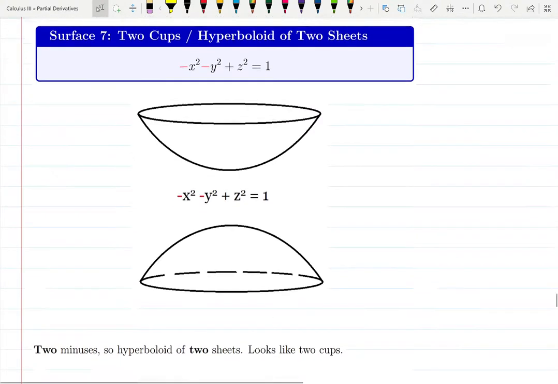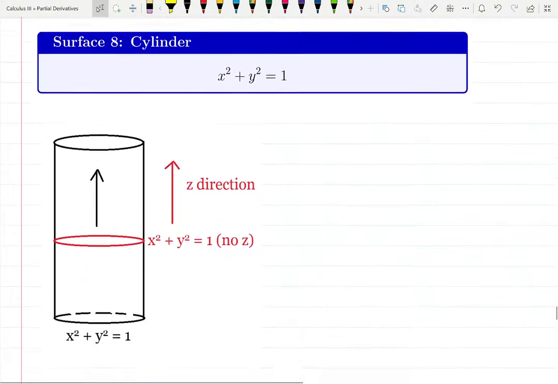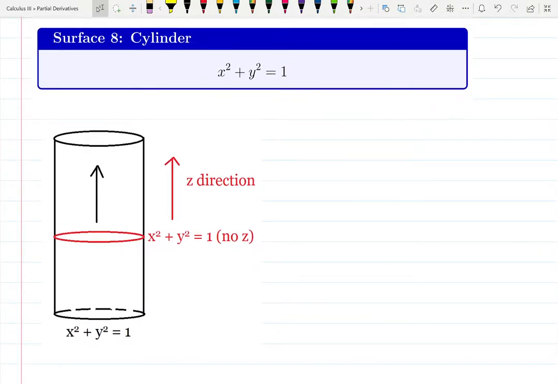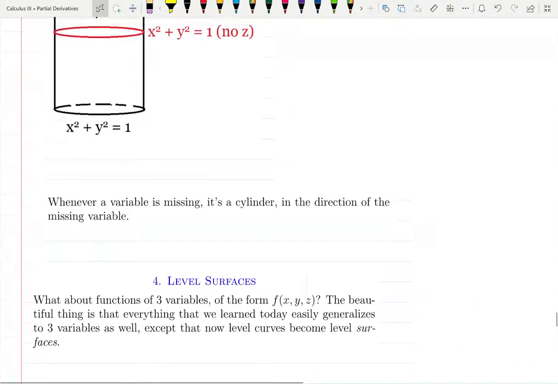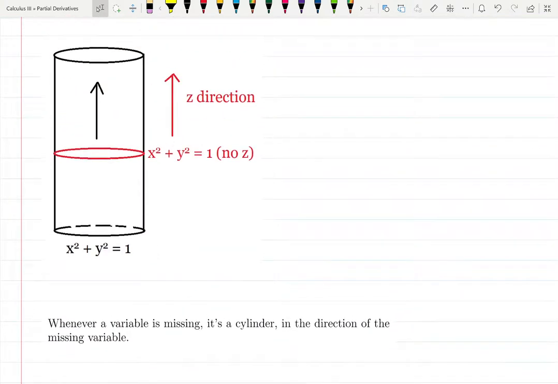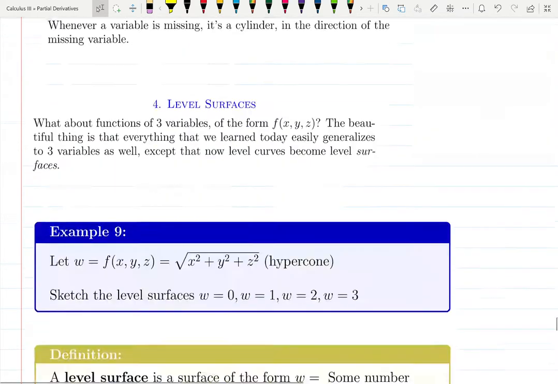Hyperboloid of two sheets. A cylinder: we will be working with cylindrical coordinates quite a lot. So equals 1, not z, means technically speaking the height is fixed and you go up and down. Whatever variable is missing, that is a cylinder in that direction. So if x is missing, it will be a lying-down cylinder.